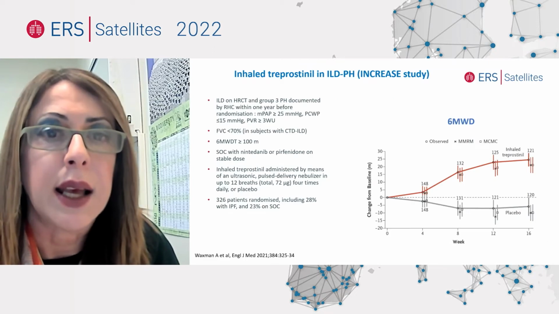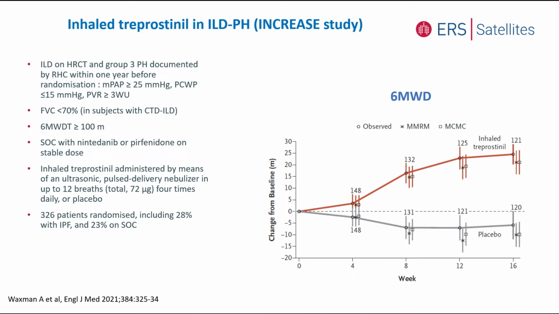And the second comorbidity is PH, and this is the INCREASE study, where we know that it was the first positive study in this field. Patients with ILD or CTD group 3 PH, documented by right heart cath, and the patients were under nintedanib or pirfenidone.